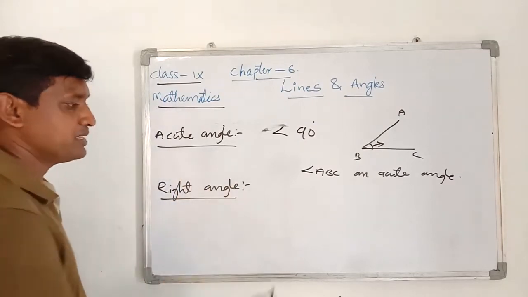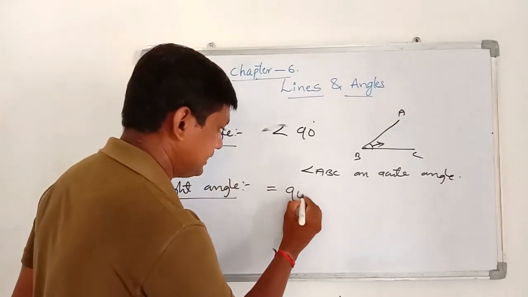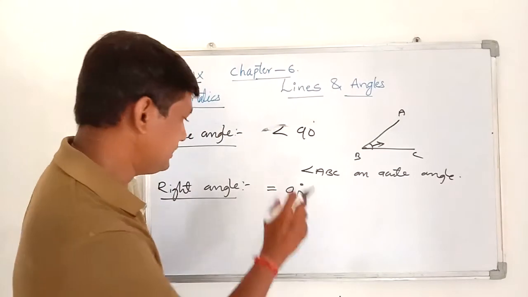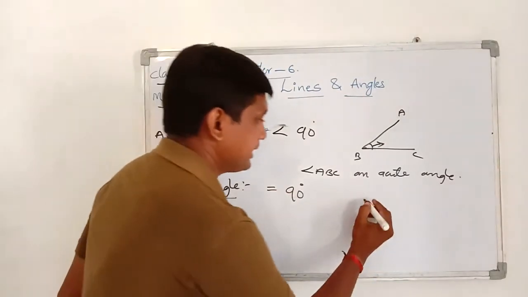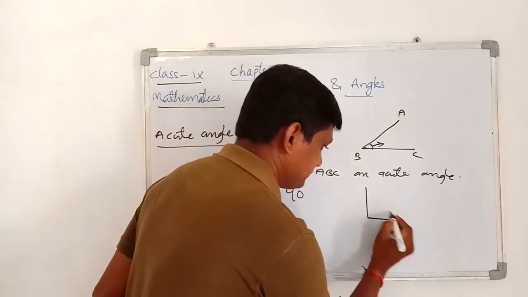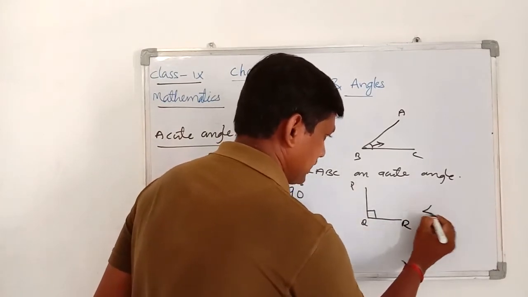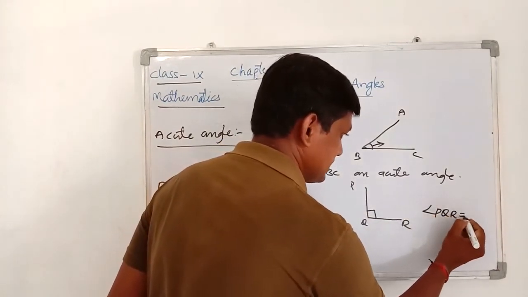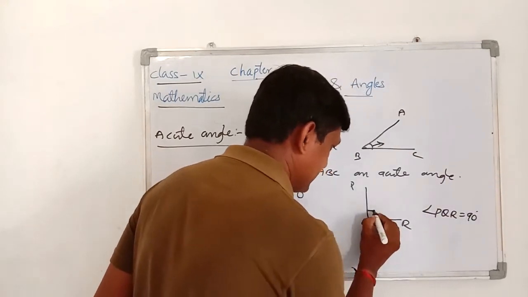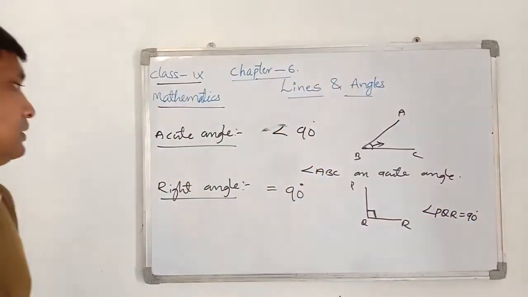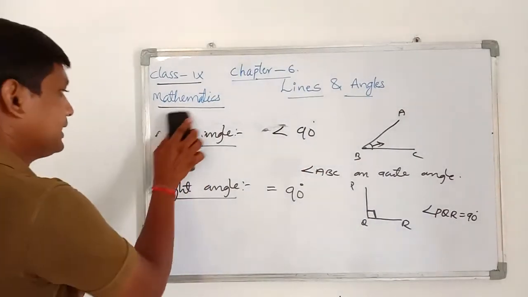The next is right angle. An angle whose measure is exactly 90 degrees is called a right angle. Here I am taking the figure PQR. Angle PQR is equal to 90 degrees. This representation is 90.